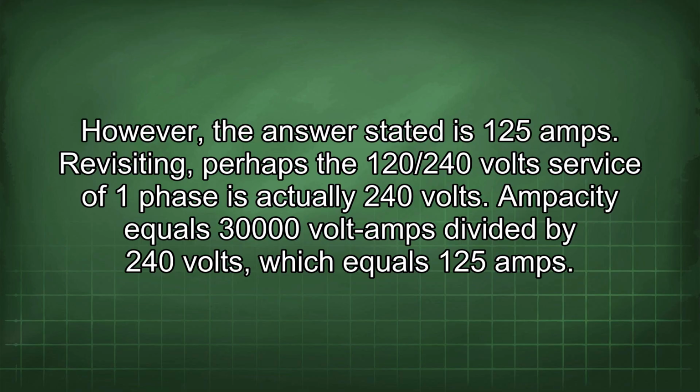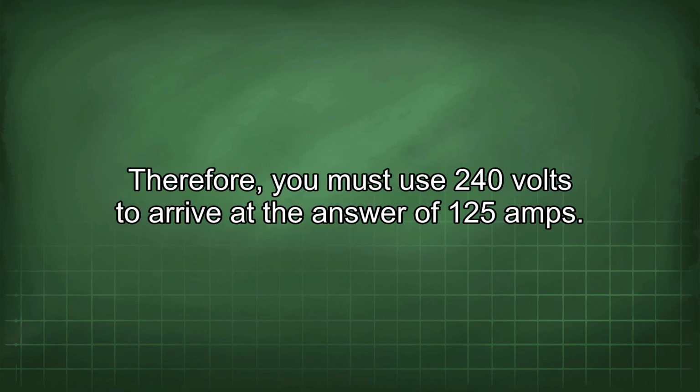Revisiting, perhaps the 120/240 volts service of one phase is actually 240 volts. Ampacity equals 30,000 volt amps divided by 240 volts, which equals 125 amps. Therefore, you must use 240 volts to arrive at the answer of 125 amps.